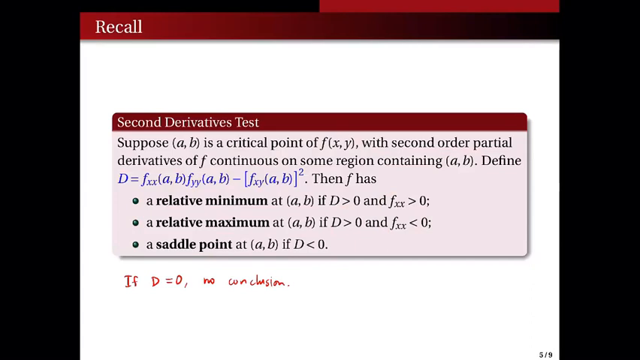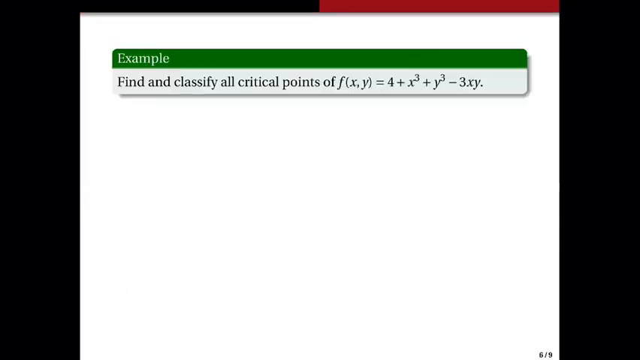Okay, so let's have our first example for this discussion. Find and classify all critical points of f of x comma y equals 4 plus x cubed plus y cubed minus 3xy. So find and classify all critical points of f of x, y equals 4 plus x cubed plus y cubed minus 3xy.